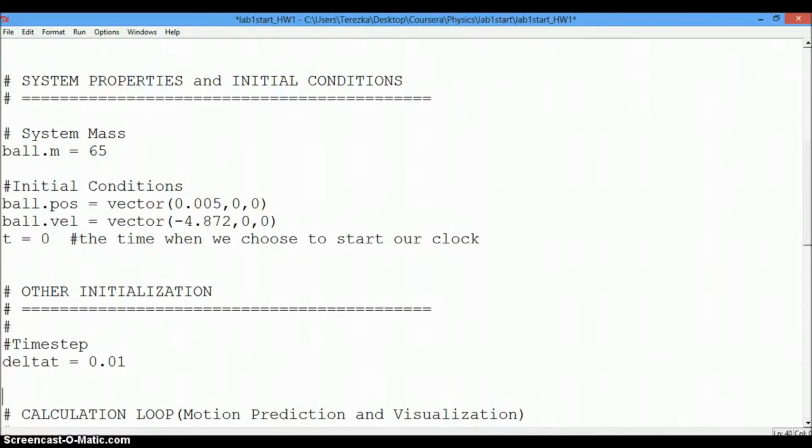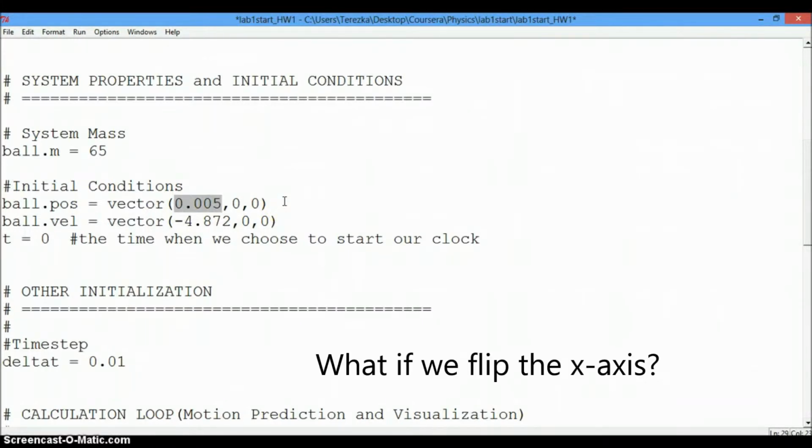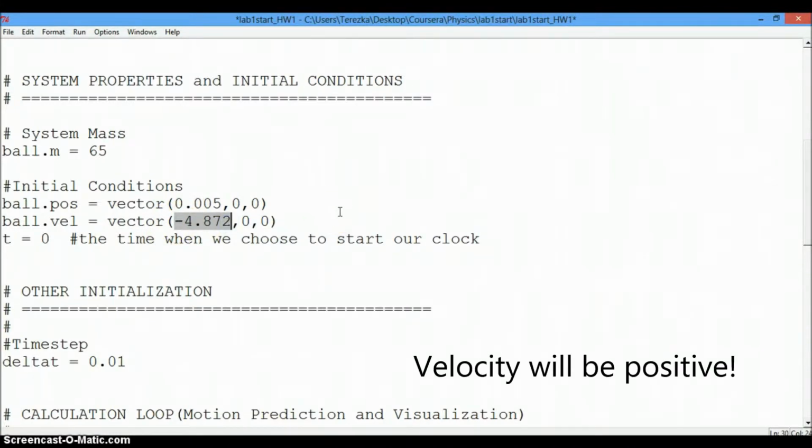To model the motion of the skate in the video computationally, I used Vidle. I set the system mass to be 65 kilograms, which is my mass since I'm the object moving through the video, and I set the initial position of the skate at 0.005 in the x direction as predicted by Tracker, and then I set the velocity to be negative 4.872 as calculated previously.